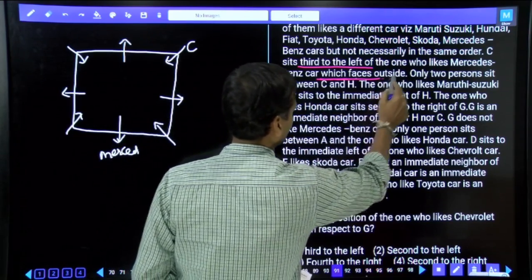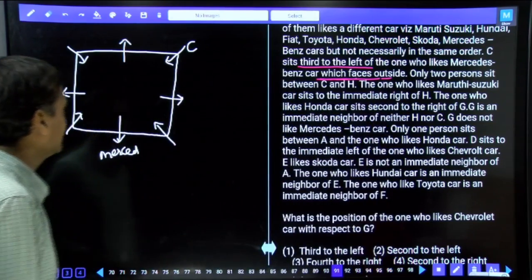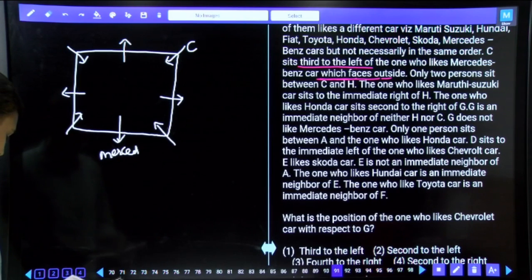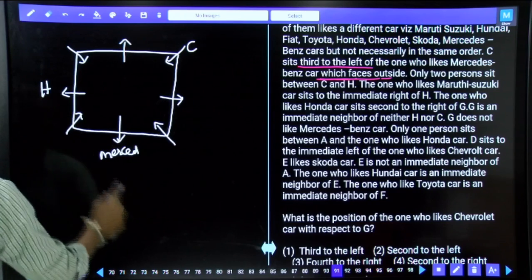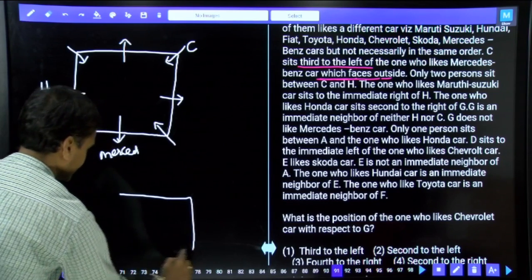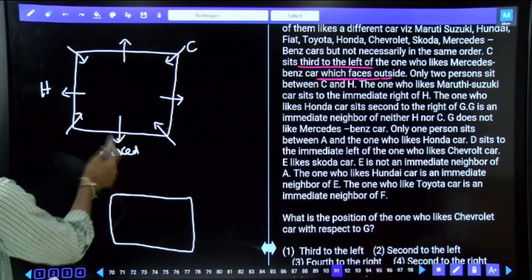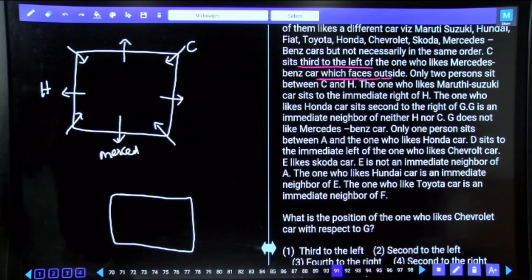Benz, which is outside. Only 2 persons between C and H. Now between C and H, how many persons are there? There are 2 people. Now H can be here, or what is the other possibility we have? The other possibility is H can be at this place. Are you following this or not?